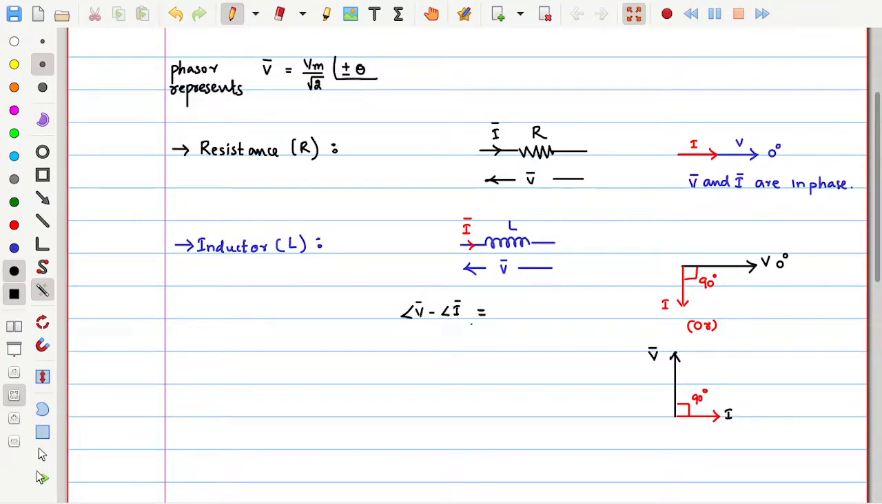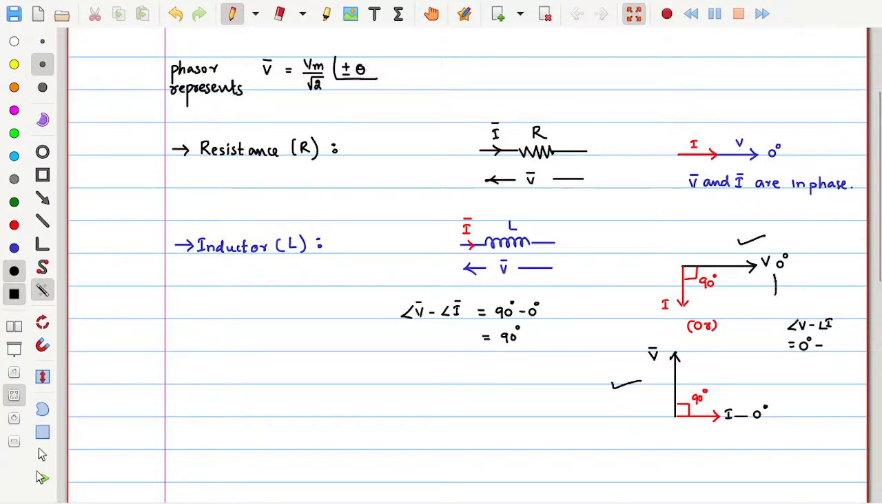You can compare the angle of the voltage minus the angle of the current from the last session for an inductor. If this is the waveform we saw in the last session, the voltage is at an angle of 90 degrees and the current is at an angle of 0 degrees. This is the 0 degree position. So 90 minus 0, how much is the difference? 90 degrees. Here also you can consider the same thing. If the voltage angle is 0, take the angle of voltage minus the angle of current. How much is the voltage angle? 0 position. What will be the current angle?